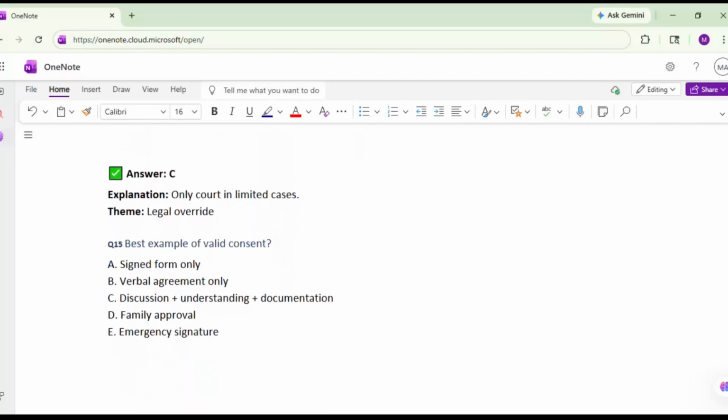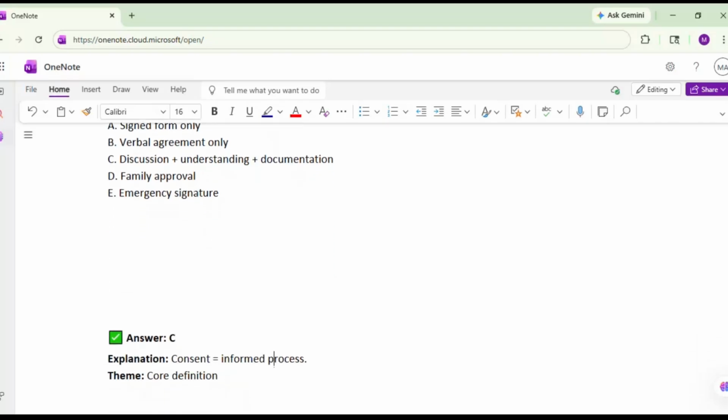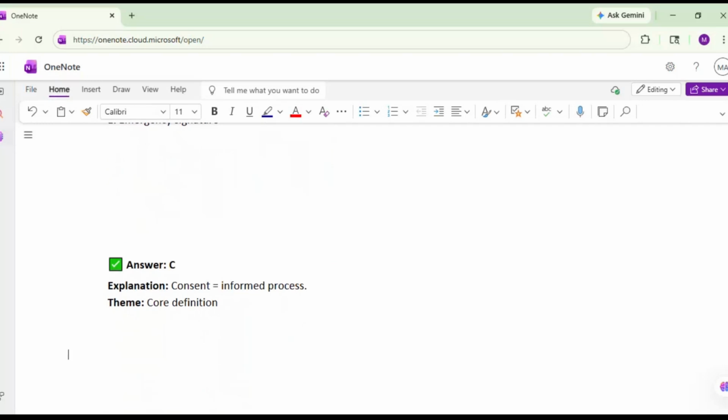The next. Best example of valid consent. A. Signed form only. B. Verbal agreement only. C. Discussion, understanding, documentation. So it is C, discussion, understanding, documentation. Correct. So that finishes this particular topic of consent. Thank you.